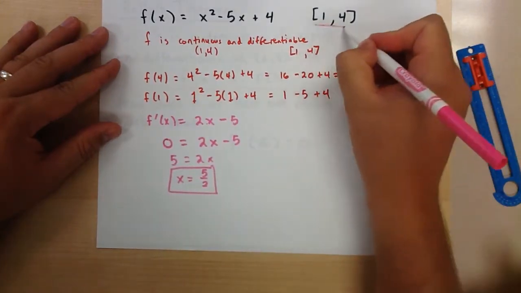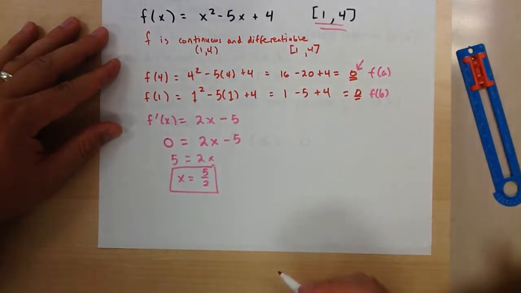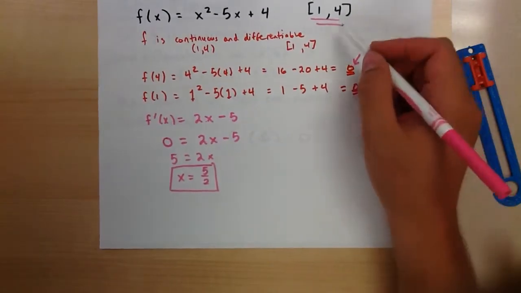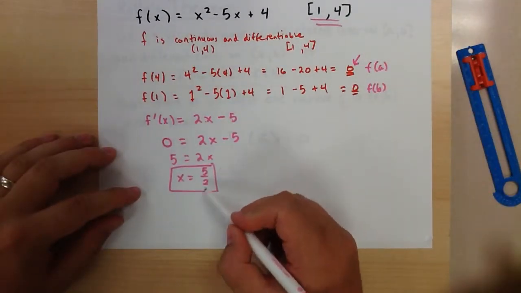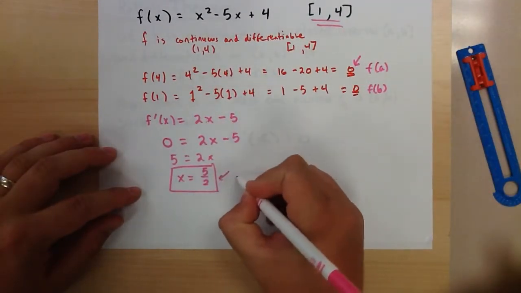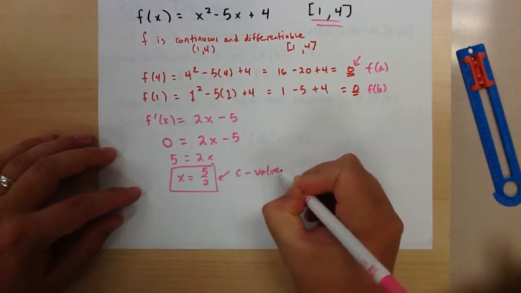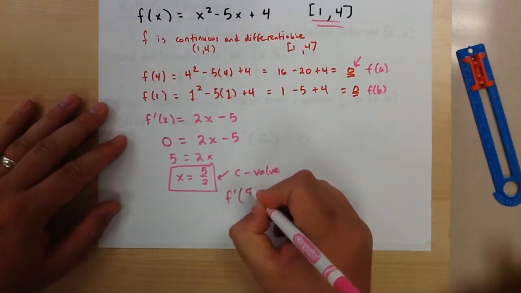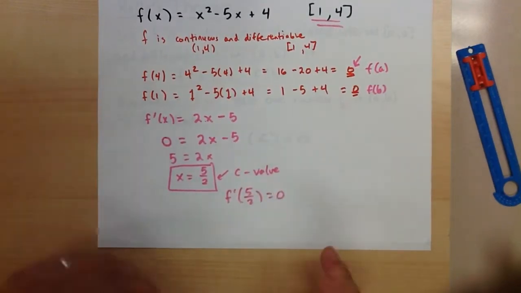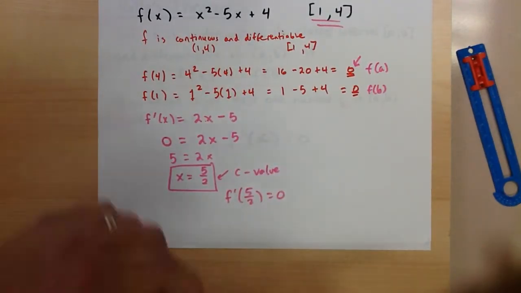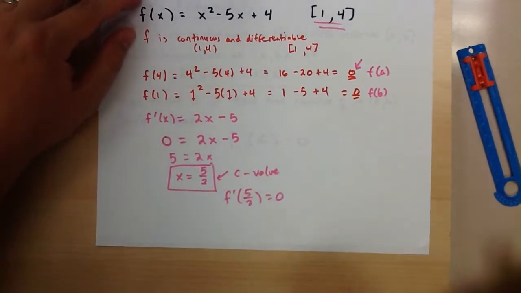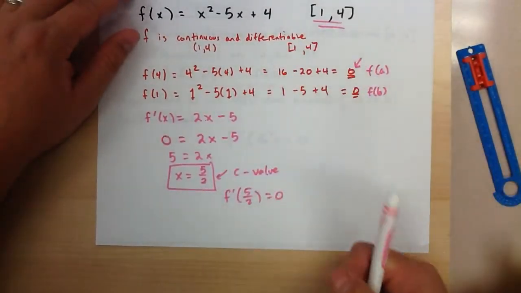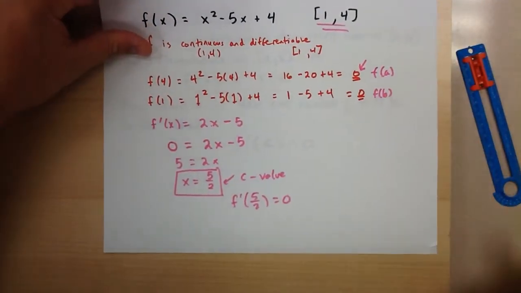Notice 5 halves is in the interval, so that's my c value. It falls in the interval there. So this is the value. This would be my c value. And so f prime of 5 halves equals 0. Okay. I'll do another video with a different example, just to highlight this once more, and then we'll move on to the mean value theorem.